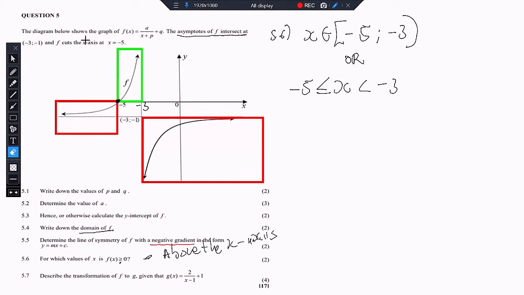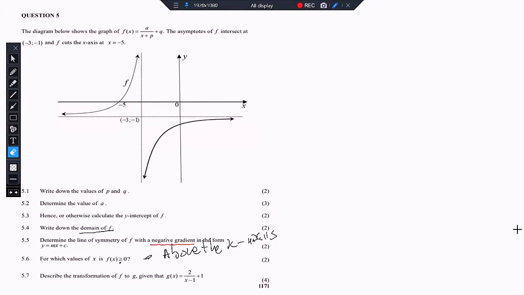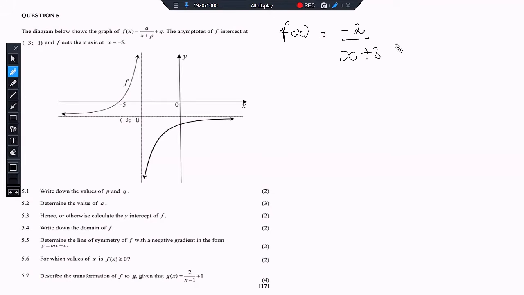Now, let's check 5.7. It says, describe the transformation of f to g, given that g of x is equal to 2 over x minus 1 plus 1, right? So this is what we are going to do. First of all, let's write the equation of f of x originally as it was, -2 over x plus 3, and then we had minus 1. Okay, nice.